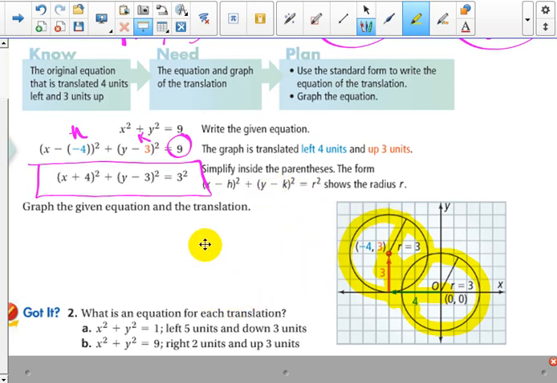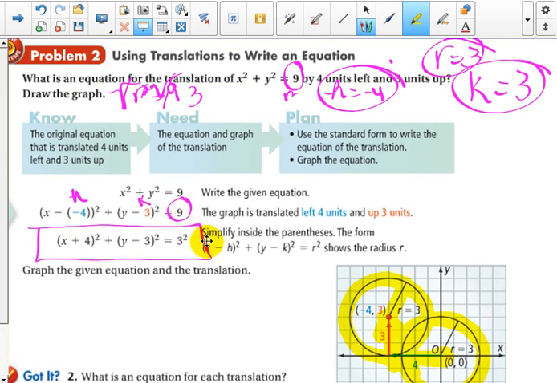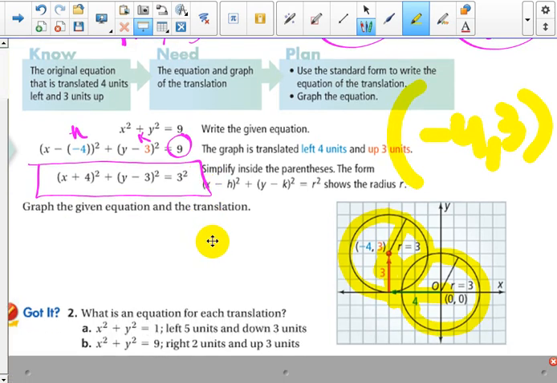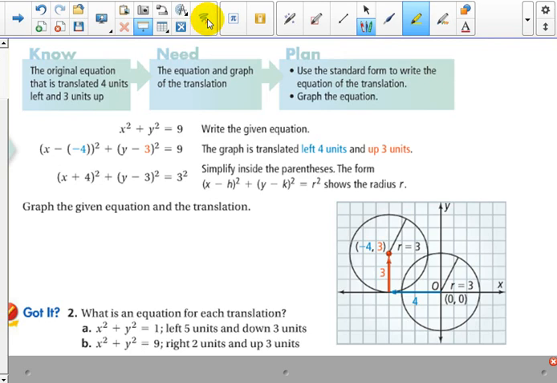And notice that our new center of the circle is our h comma k, which would have been -4, 3. Okay, and there it is, back 4, up 3.